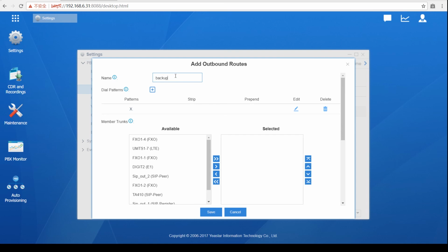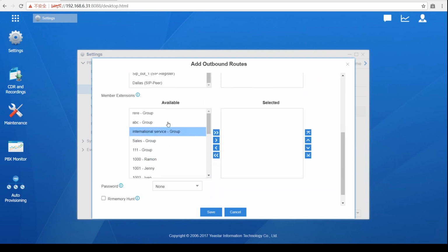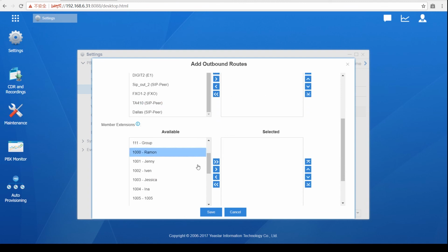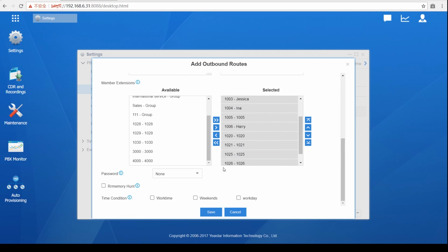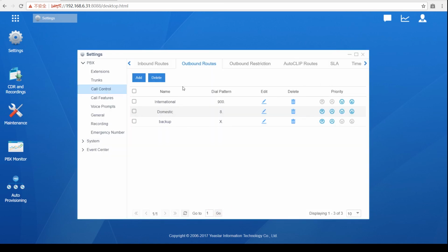So we can have a backup outbound route. We do not put any patterns in the dial pattern, so no rules are attached once calls are sent, and it can function accordingly. We choose the trunks with which we want to make outbound calls, and we choose only the extensions that can make outbound calls. Technically speaking, they are allowed to make outbound calls, but sometimes they dial a number that does not match the international or domestic rules. We don't know what that number is, but we want to make sure the call will be sent out. We include all of them, and we click save.